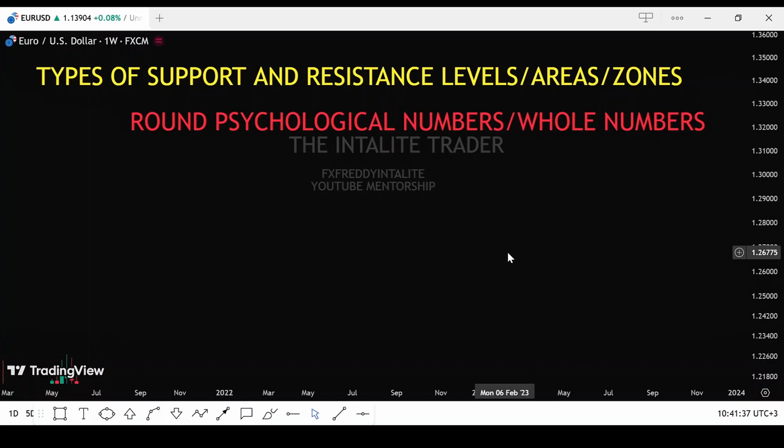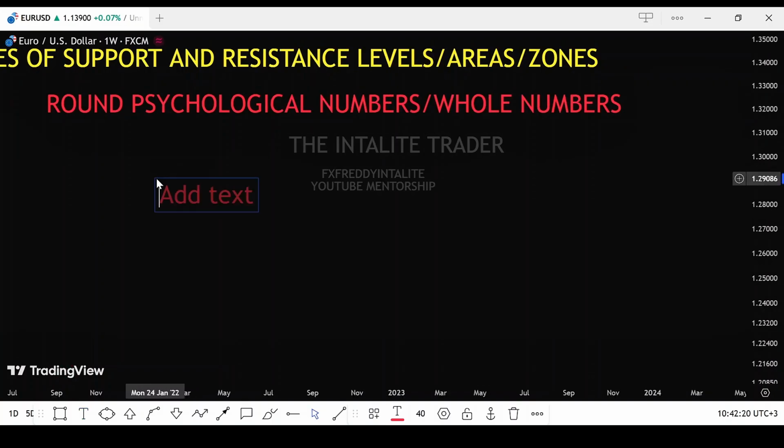So this is just a psychological attribute. Traders will always like to take action at key levels that are also round and whole numbers. So for these levels, let's say whole numbers, we have like 1000. We have numbers like 200. We have numbers like 100, as long as it is an even whole number.